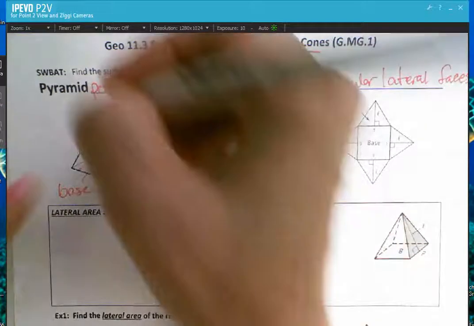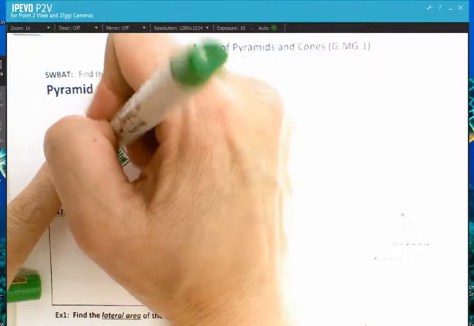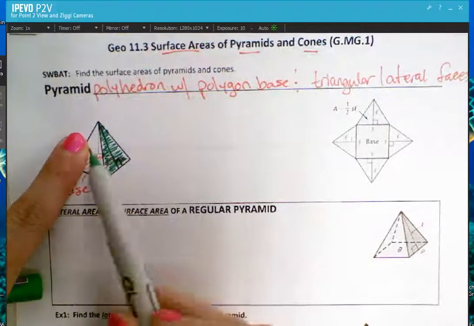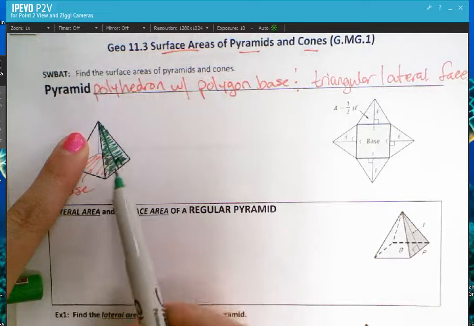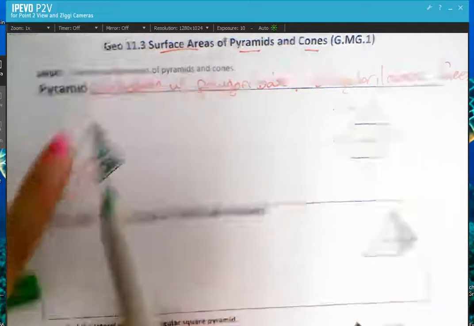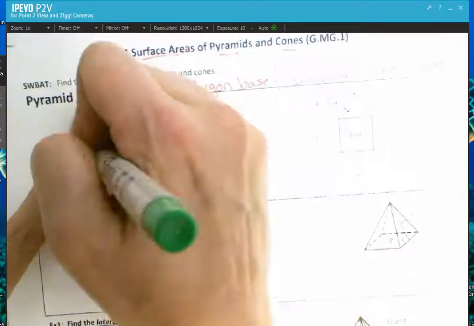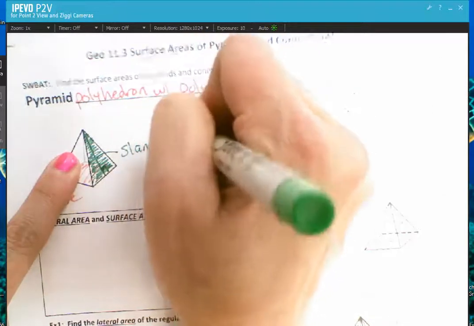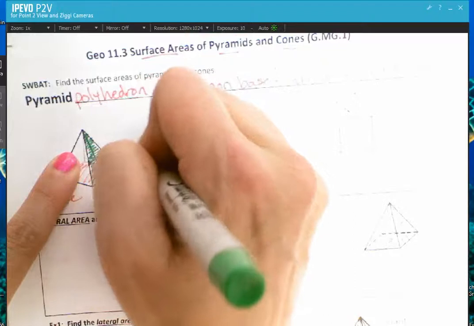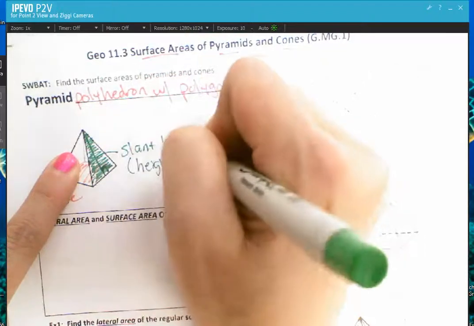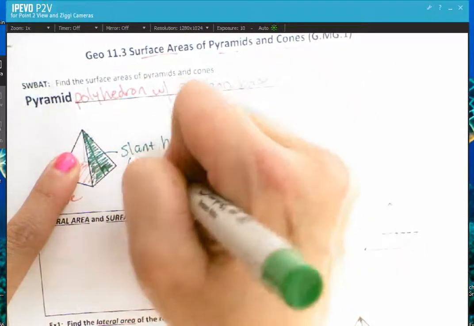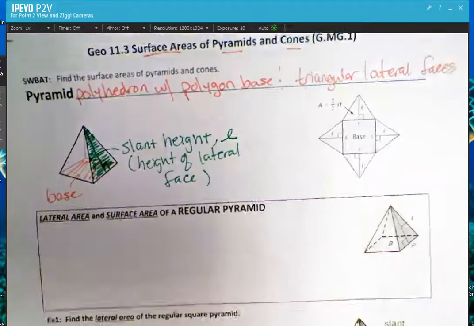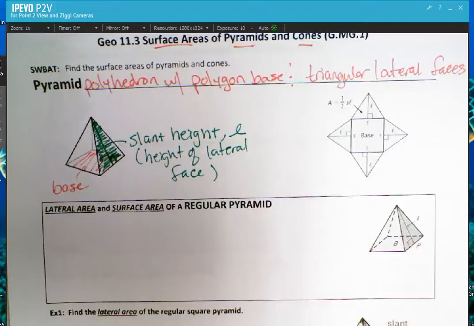The slant height is the lateral height. It's the perpendicular from the vertex to the base of the lateral side. That piece is called the slant height. It is the height of the lateral face. The slant height is usually designated with a cursive lowercase l.